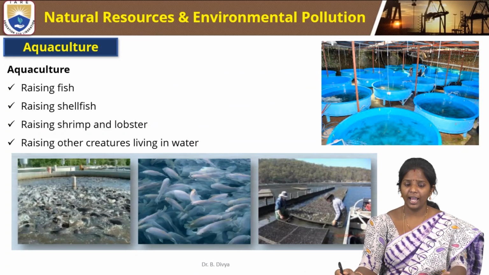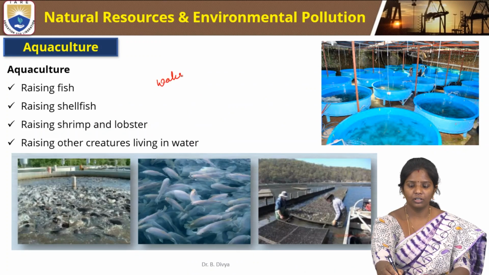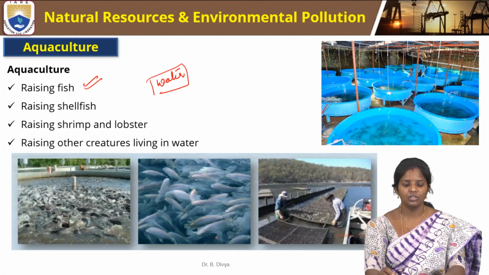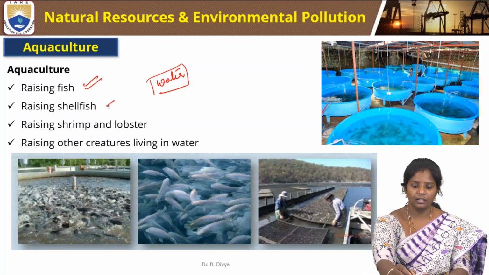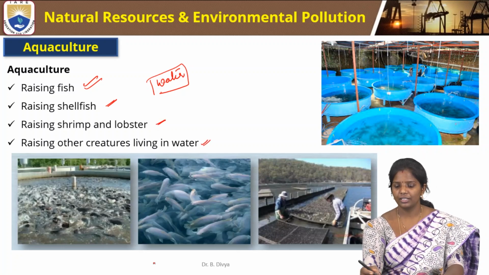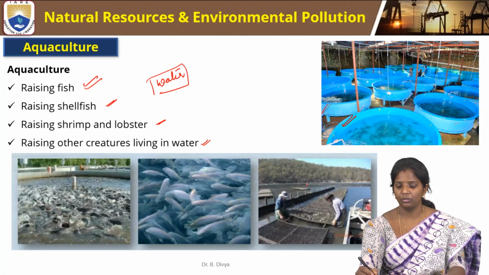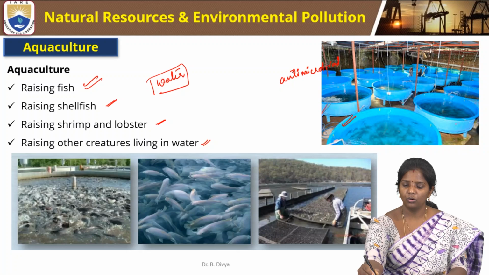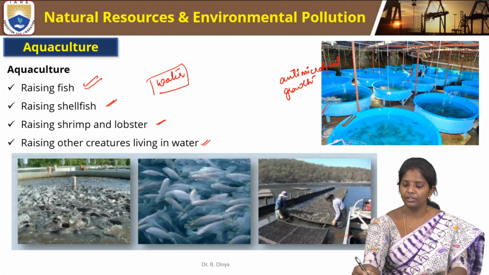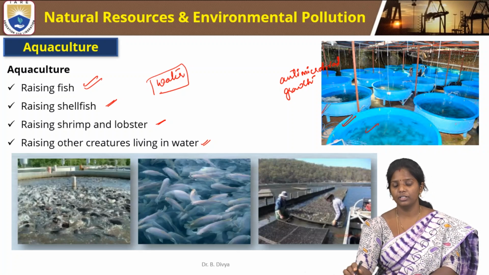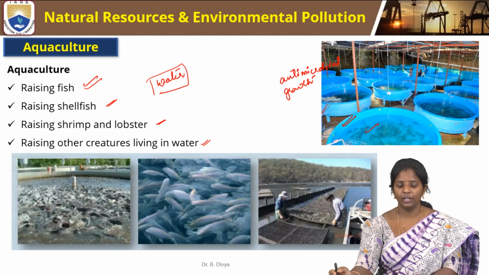Then in aquaculture, as we know, the creatures live in water itself. Raising fishes, we use water, and also raising shellfish, shrimp, lobsters, and other creatures living in water. For example, if we want higher quality fishes without any microbes, in antimicrobial growth, we take water in separate tubs and grow the fishes, and then send them to rivers, ponds or lakes so that they grow healthy.